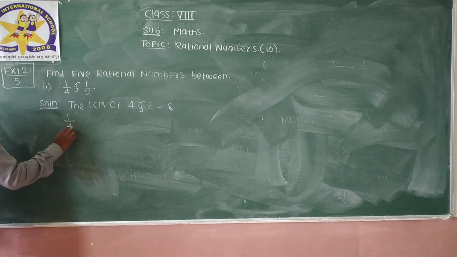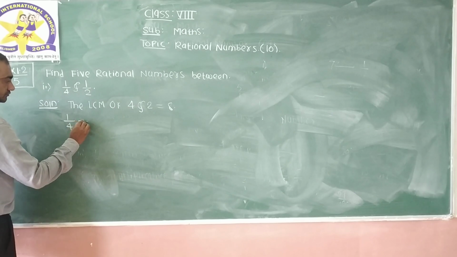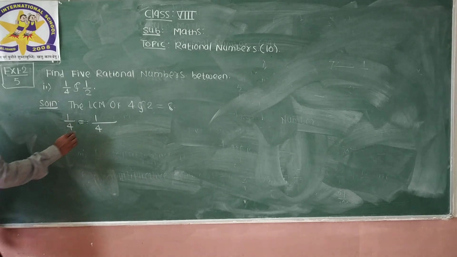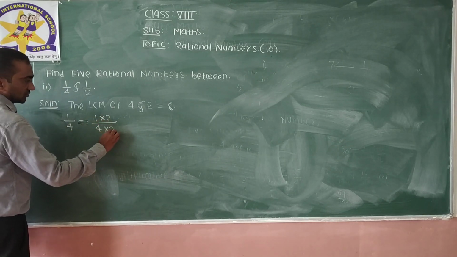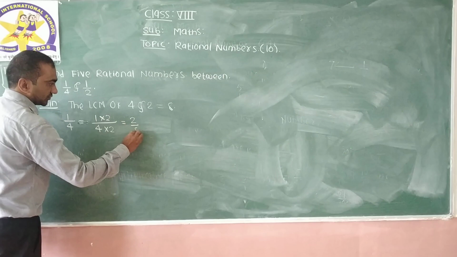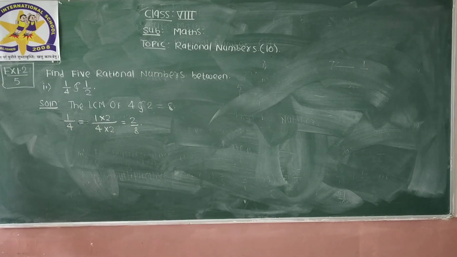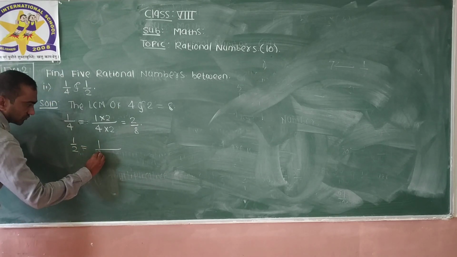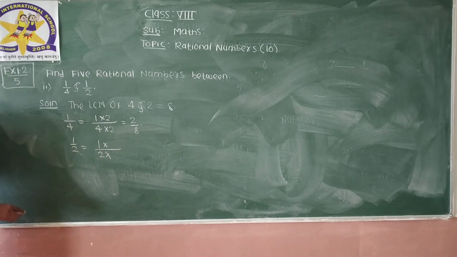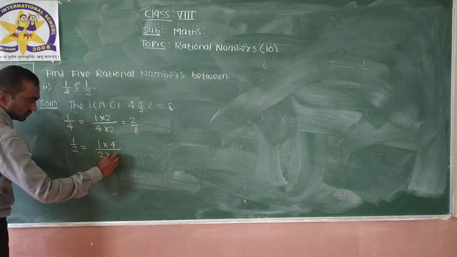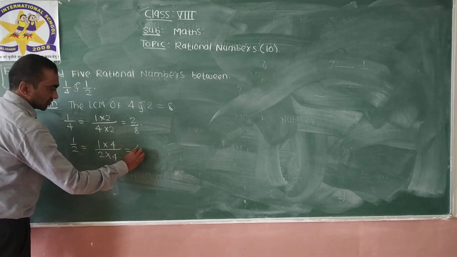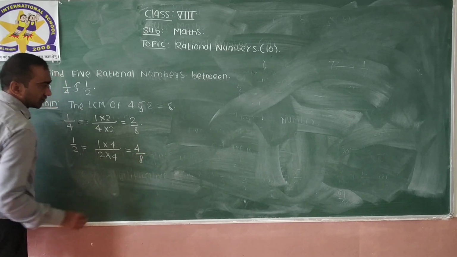So 1 by 4 is equal to, multiply 1 by 4 by 2 in the numerator and denominator. So it will be 2 by 8. Again convert the denominator of 1 by 2 equal to 8. So 1 by 2 is equal to, we have to multiply the numerator and denominator by 4. So we can make the denominator equal to 8. 1 into 4, that is 4, divided by 2 into 4, 8.